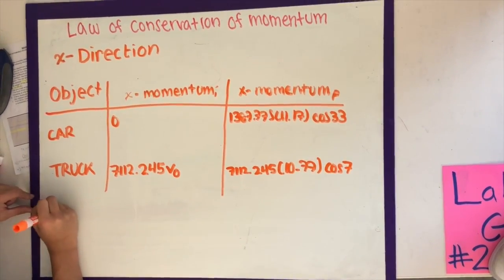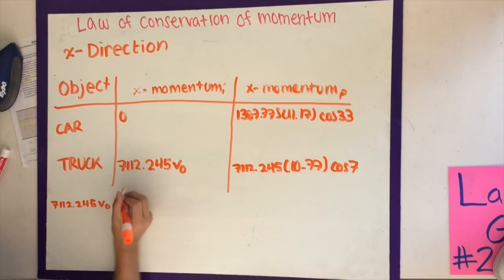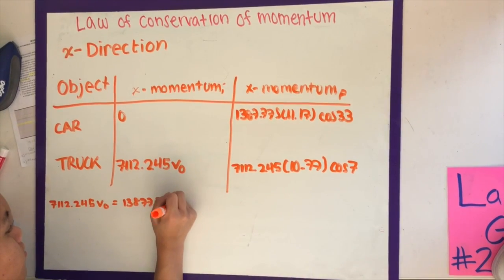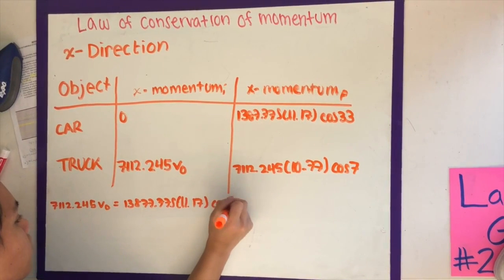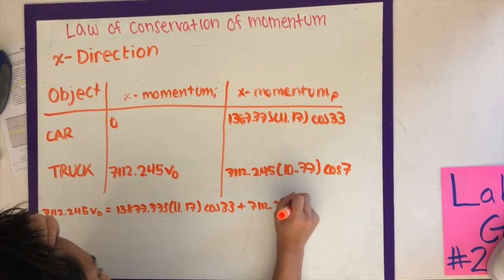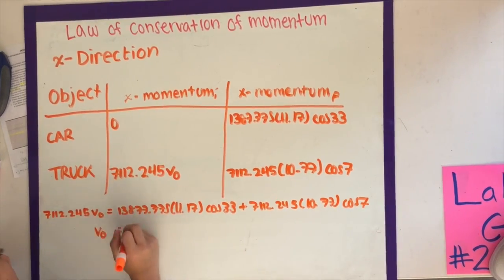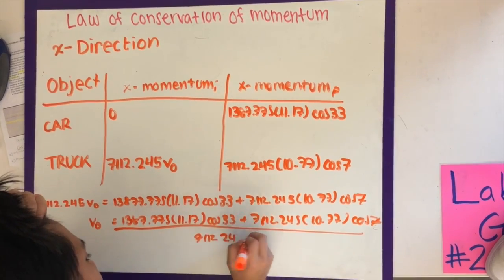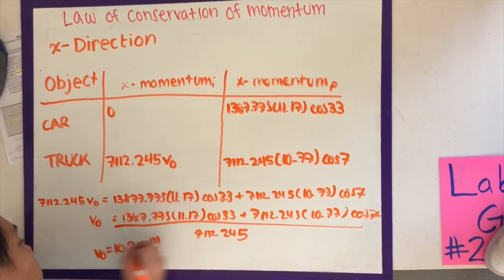So if we use the law of conservation of momentum to set up an equation that uses both sides, we can do 7,112.245 times the initial velocity of the truck is equal to the x momentums combined, which is 1,387.775 kilograms times 11.17 meters per second times the cosine of 33 plus 7,112.245 times 10.77 meters per second times the cosine of 7. Now, by doing simple algebra, we can find that the initial velocity is all of the right side divided by the left side, and that will give you 10.34 meters per second, the instant right after the collision.